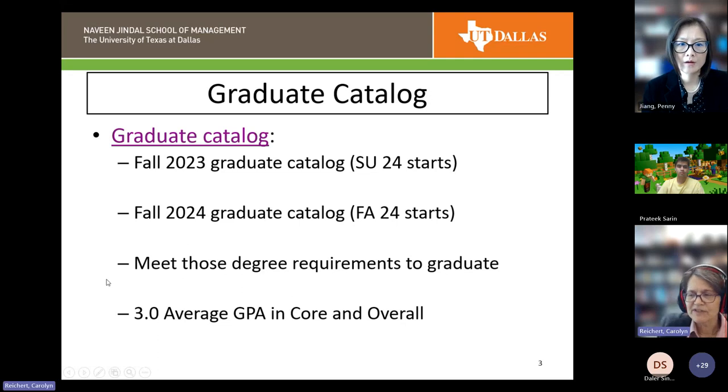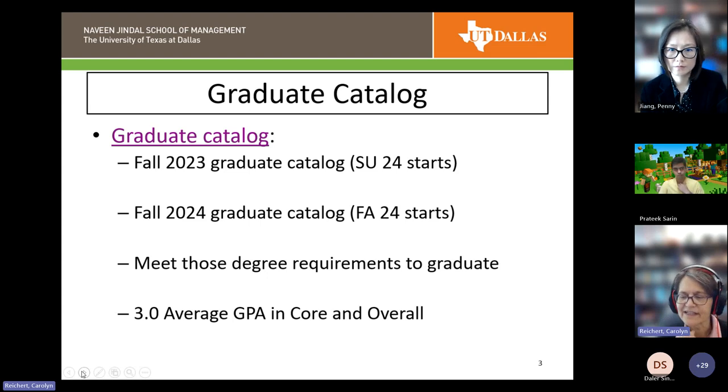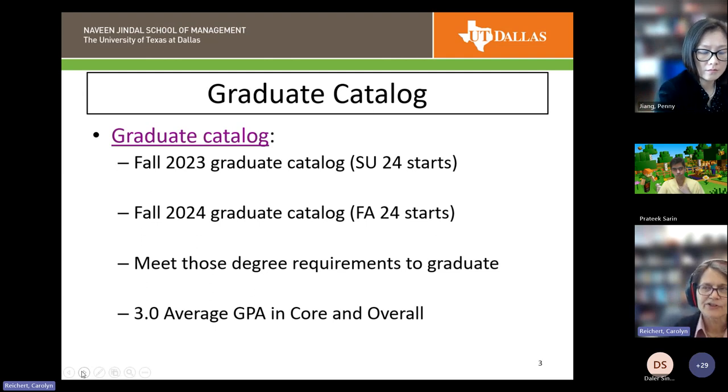So a couple of things, you have to meet those degree requirements to graduate. One of the requirements is that you must have a 3.0 average GPA in your core classes, and there are 6 core classes, and a 3.0 average GPA overall. That overall GPA, I mean, it's an average. So if you were to get a B plus in one class and a B minus in another, it'd average out to a B.